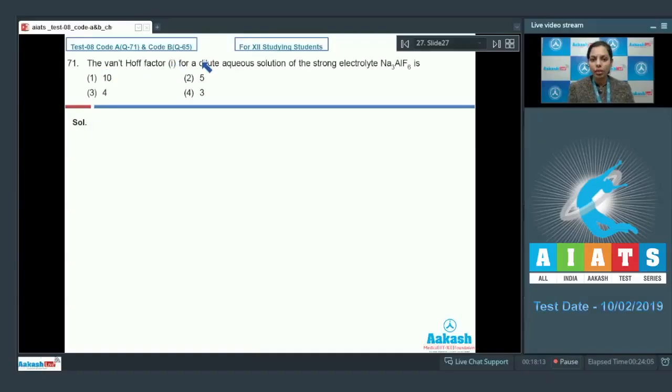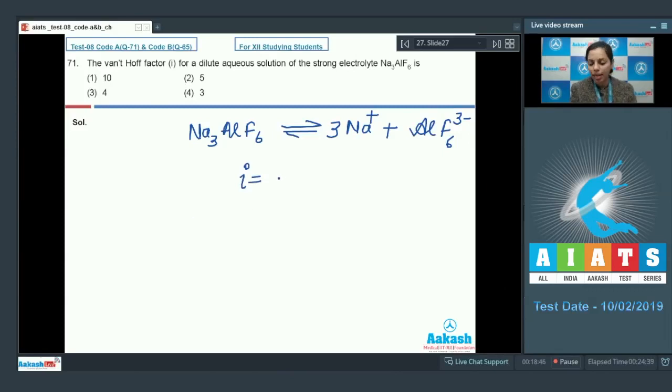The Van't Hoff factor i for the dilute aqueous solution of strong electrolyte Na3AlF6, cryolite, is asked, and for this we need to just find out the i value. We know that this is a complex compound, Na3AlF6, and the ions present here are 3 Na+ ions and one complex ion, AlF6. So the total number of ions present here is 4. On the basis of this, we simply know that the i factor is 4. And yes, that answer is given here in option 3.